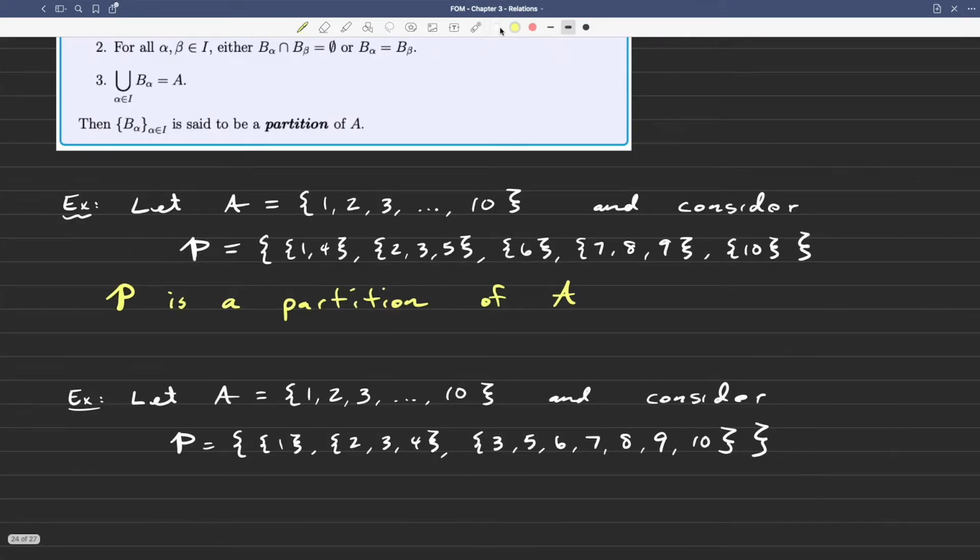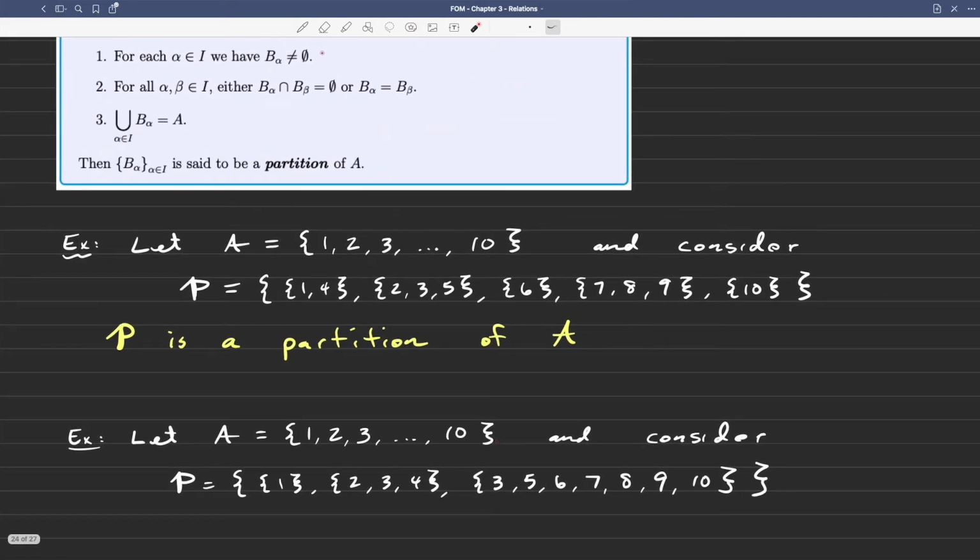Okay, here's another example. We're still using A as the set of integers 1 through 10, and I've got another collection of subsets here. This could be my B1, this would be my B2, this would be my B3. This one only has 3. So the question is, is this a partition? Well, let's check the 3 properties of being a partition. Are each of those sets non-empty? Clearly they are, so the first property checks out.